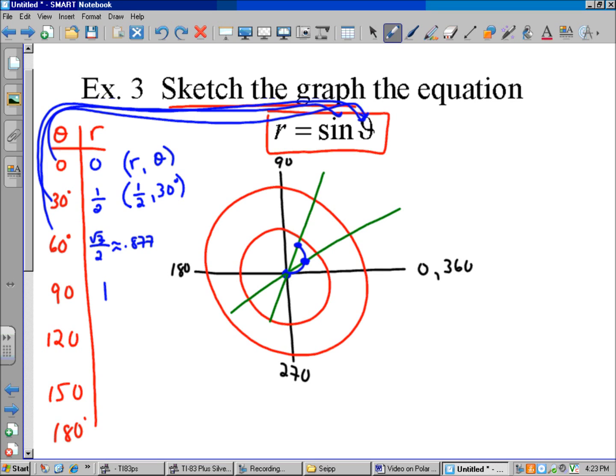What's the sine of 90 degrees? The sine of 90 degrees is 1. So let's go to the 90-degree line. Here it is. And let's go up 1 r value. Okay, so that's part of the graph of r equals the sine of theta. Let's keep going. 120 degrees. The sine of 120 degrees is radical 3 over 2, or 0.8770. All right, so that's going to be out here, right, because this is the 120-degree line probably. So I'm graphing this guy.